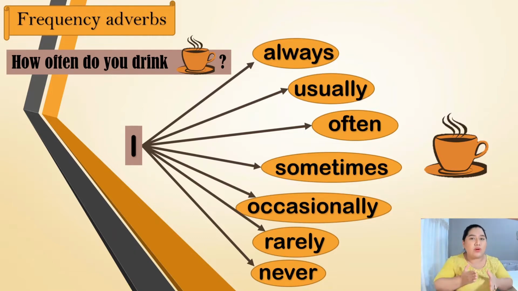Remember, before the verb. You can't say, I drink coffee always. It's not correct. It's I always drink coffee. You can't say, I go to the gym sometimes. It's not correct. We say, I sometimes go to the gym. That's the correct option.